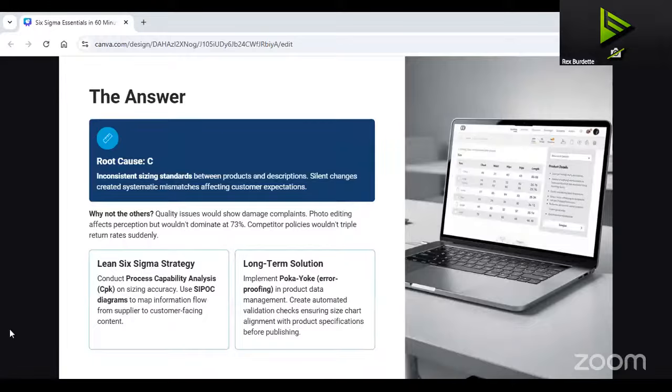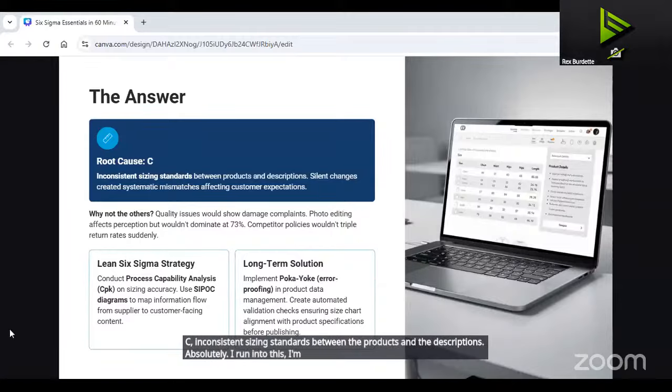C, inconsistent sizing standards between the products and the descriptions. Absolutely. I run into this. I'm a larger man. I take an XXL depending on where I'm at. So sometimes 3XLs, sometimes just XLs. So it varies a lot. So we have our silent changes creating systemic mismatches.